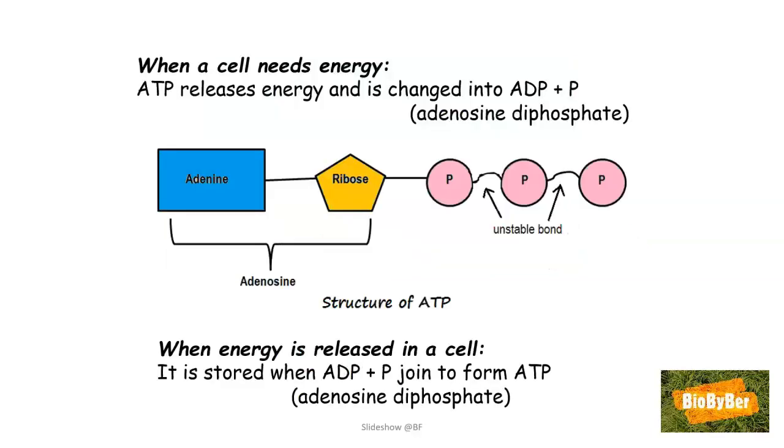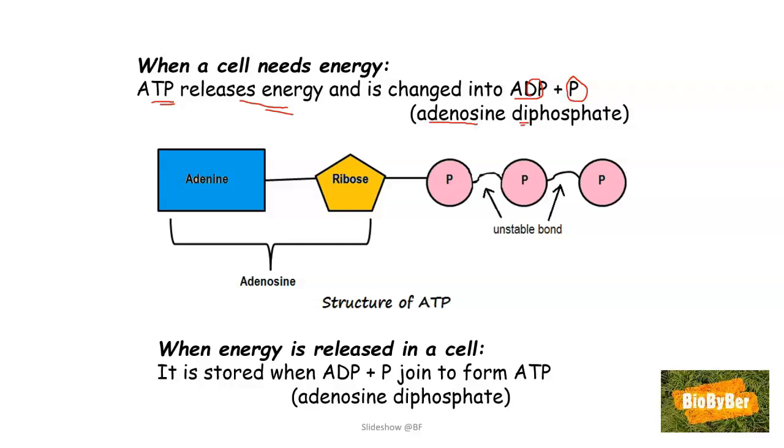Now, when a cell needs energy, what happens is the ATP will release the energy. And when it does, it is changed into ADP. And here is the phosphate that is set free. It is now called adenosine diphosphate because it has 2 phosphate groups in its structure.